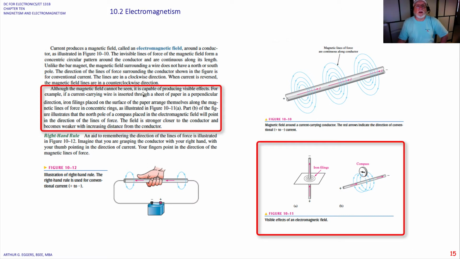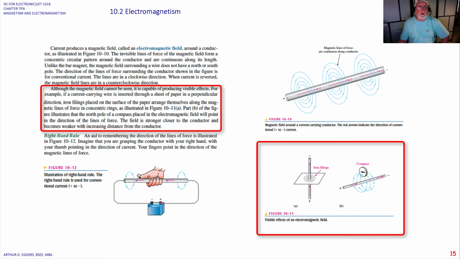Although the magnetic field cannot be seen, it's capable of producing visible effects. For example, if a current-carrying wire is inserted through a sheet of paper in a perpendicular direction, iron filings placed on the surface of the paper arrange themselves along the magnetic lines of force in concentric rings, instead of what we saw with a magnet. Okay, so we can see here on the figure, as the current is moving along the conductor, we have a clockwise pattern of magnetic lines of force around the conductor.